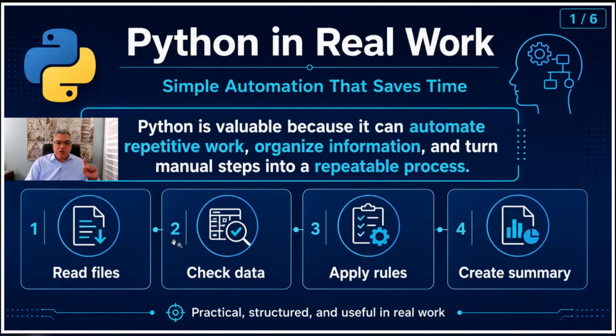Python goes through 4 different steps. Number 1, you give Python the file. Python will read it. Number 2, Python will check the data information inside this file. Number 3, Python will apply the rules that you give to Python with this data. Number 4, Python will create the summary for you the way you like it. So let's go through each one and let's see how Python does that.